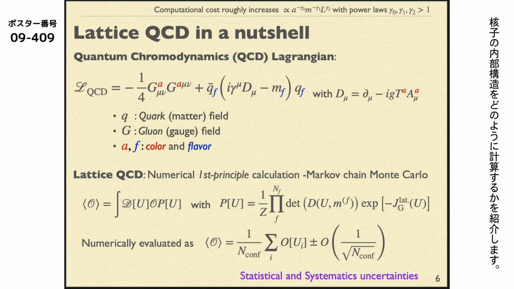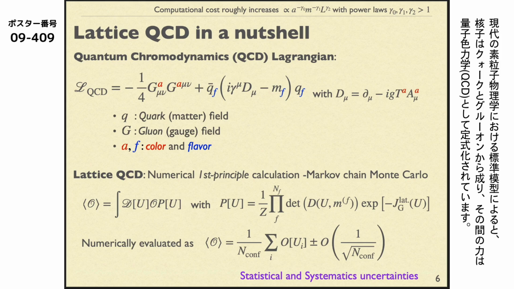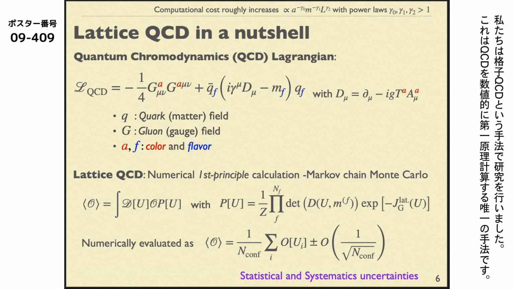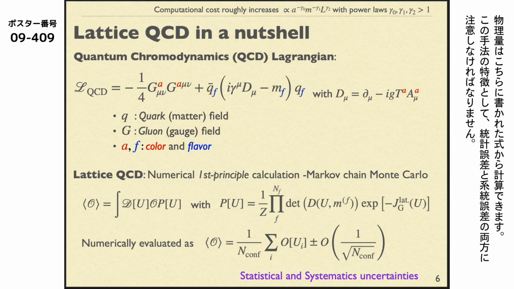Here, let me briefly introduce how we calculate the nucleon structure. In the standard model of modern particle physics, the dynamics of the quarks and gluons which form the nucleon is formulated by quantum chromodynamics, in short QCD. In this study, we employ lattice QCD, which is the only first principle numerical calculation of QCD, where the physical quantities are evaluated as these equations. This calculation carries both statistical and systematic uncertainties.